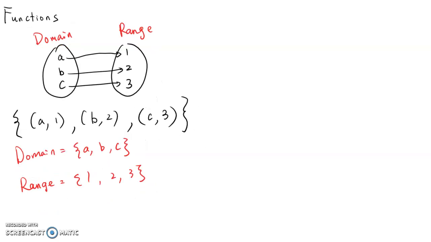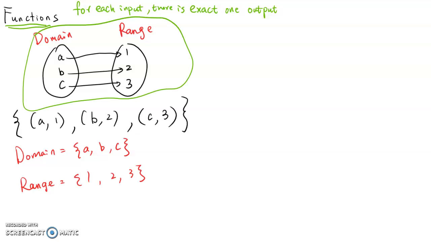Then how do we know if a relation is a function? If for a relation, for each input, there's exactly one output, we call that relation a function. So take this first example. For each input, there's exactly one output, right? So this is a function.